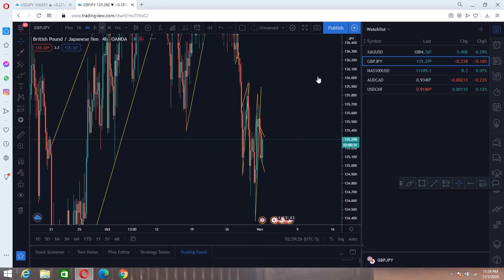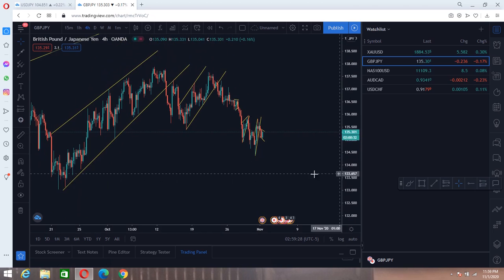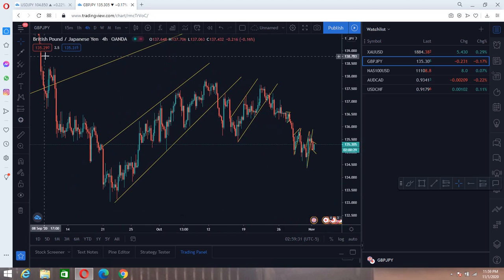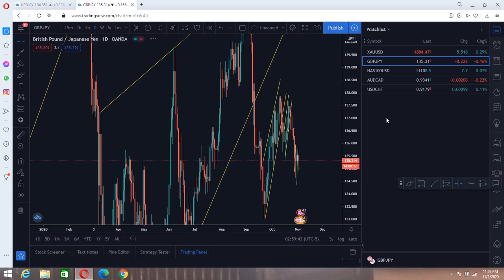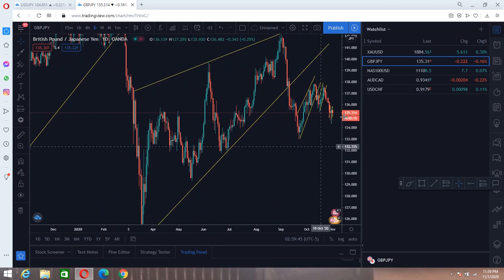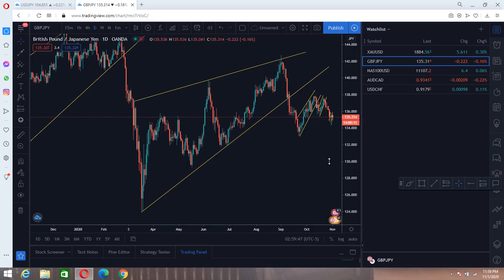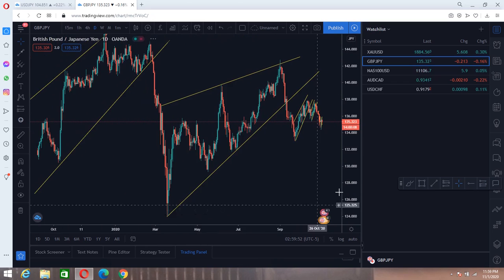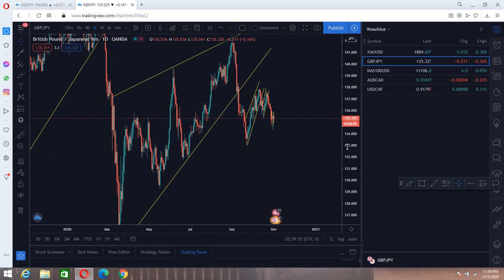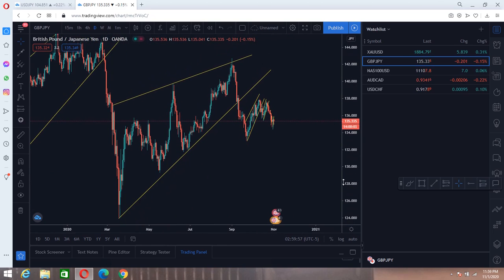As you can see, the momentum is to the upside. This is an impulse, this is correction, then impulse, another correction, impulse, maybe another correction, then impulse. So this pair will give us a lot of profit. You just have to be careful because it has a high pip value, especially for those who have small accounts. You just need to be extremely careful with pairs like GBP/JPY and gold.